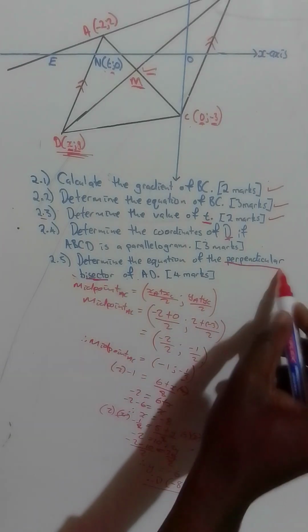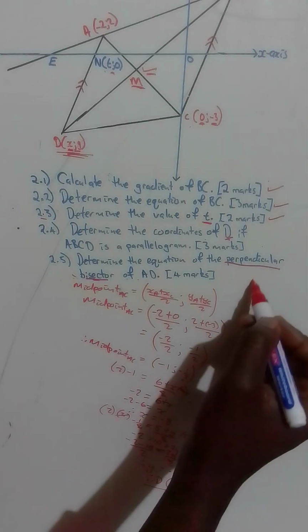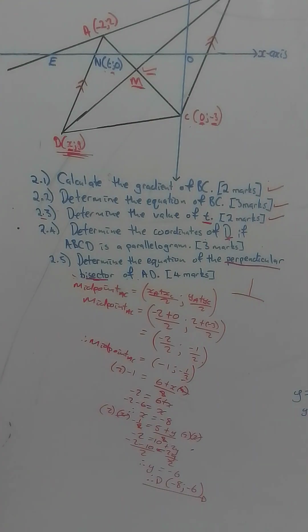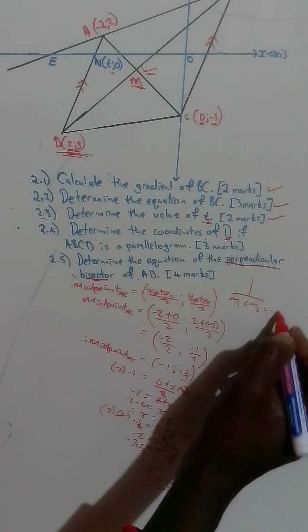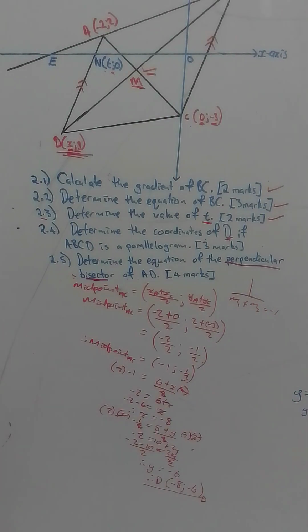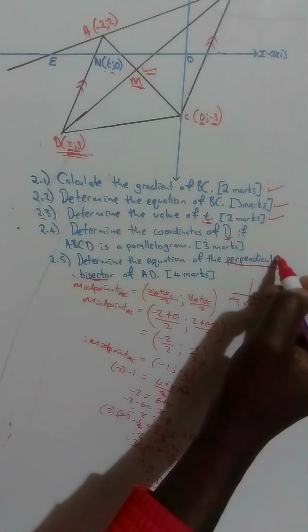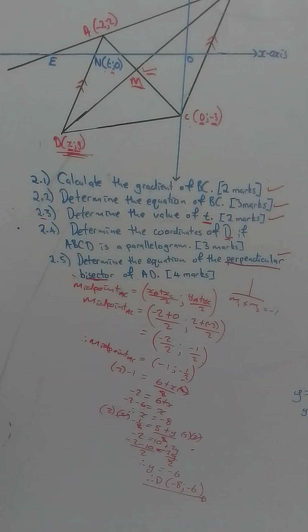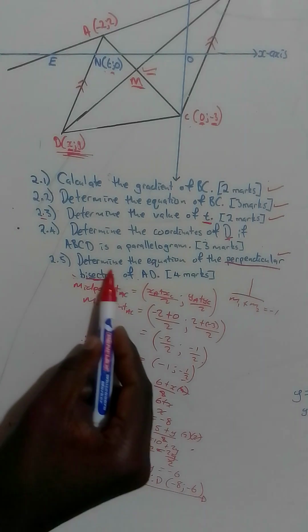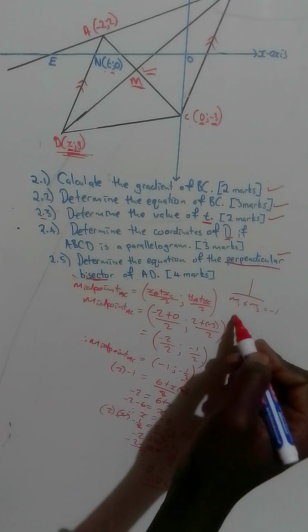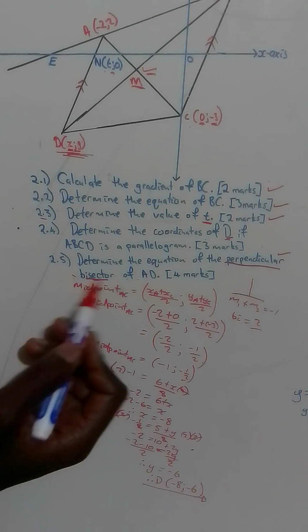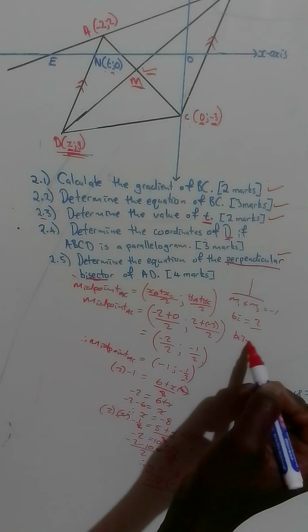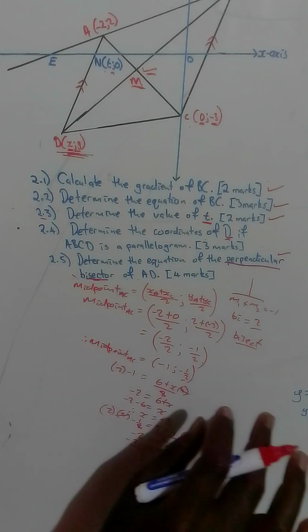Perpendicular. Now here, the word perpendicular, what does it mean? We know number one, gradients of perpendicular lines are what? Gradient 1 multiplied by gradient 2 is equal to -1. So the product of the gradients of perpendicular lines is -1. Now that's number one. That's what we know. Number two, the perpendicular bisector. Remember, bi means two. Now, bisector, remember, bisect means to divide into two equal parts.